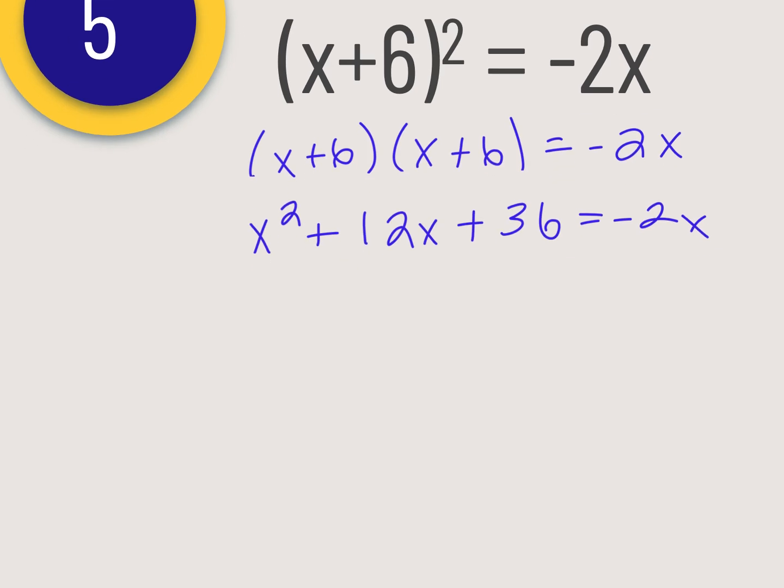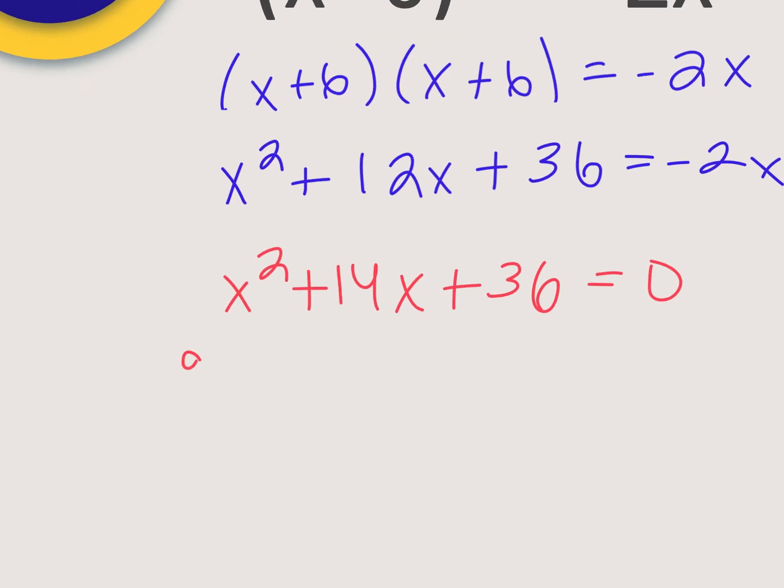And then what do I have to do? You need your quadratic written in standard form set equal to what number? 0. So move that negative 2x over. What does it become? Plus 14. Good. So I have x squared plus 14x plus 36 equals 0. I have my quadratic written in standard form set equal to 0. So let's identify. My a term is 1, my b term is 14, and my c term is 36.